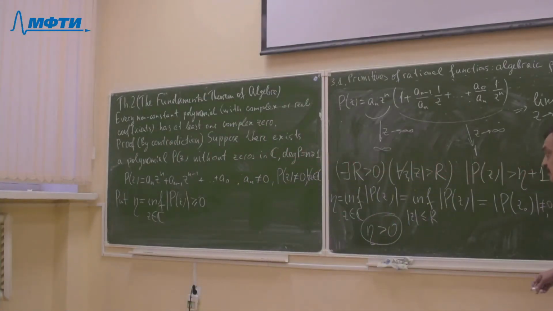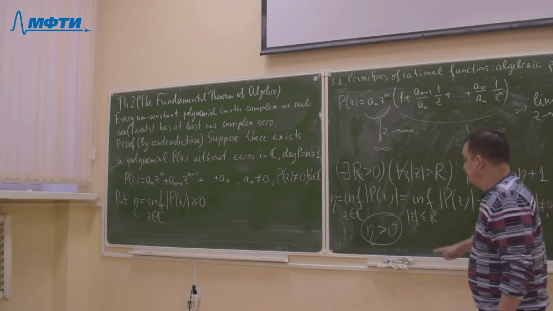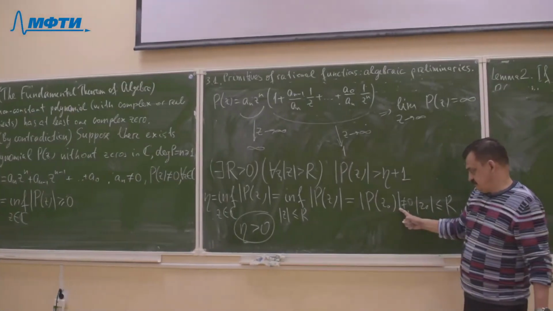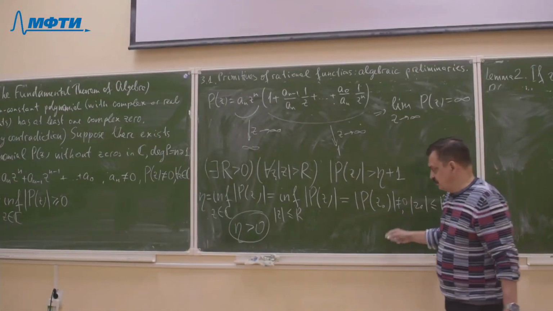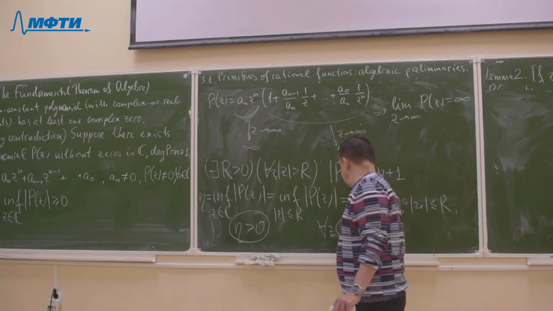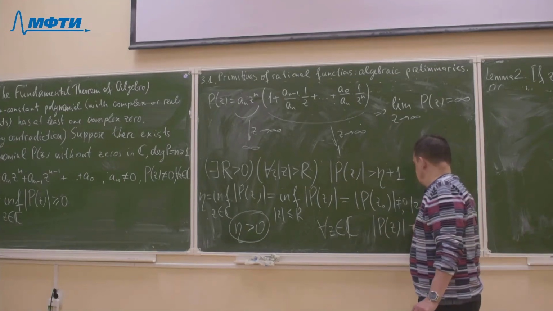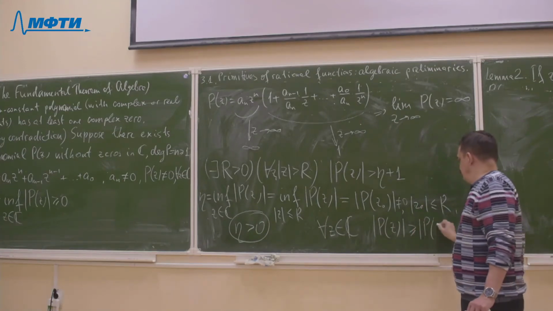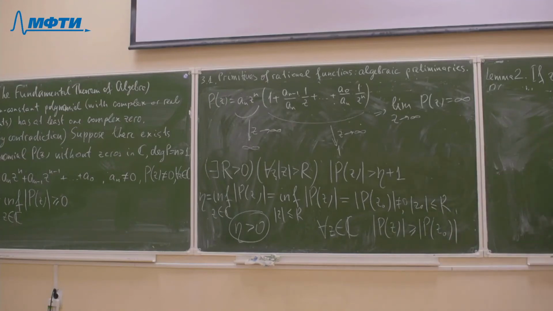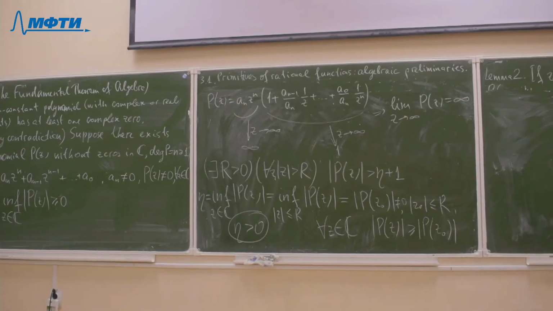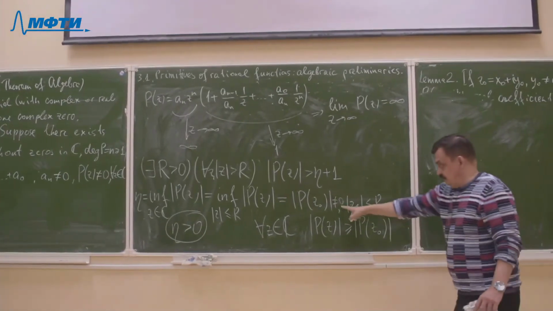Look what we obtained then. So eta is the infimum, and it is equal to the value at z naught, right? So we have for an arbitrary complex number z, modulus p of z is greater or equal than modulus p of z naught. Why? Because eta is the infimum, and eta is precisely that one. And that is not zero, also an important thing.